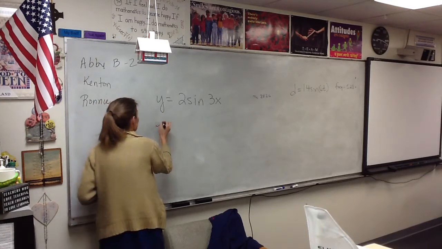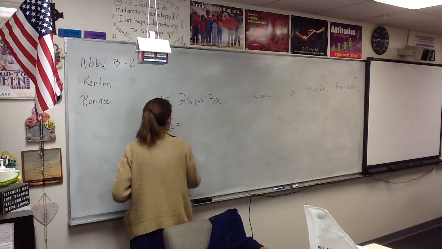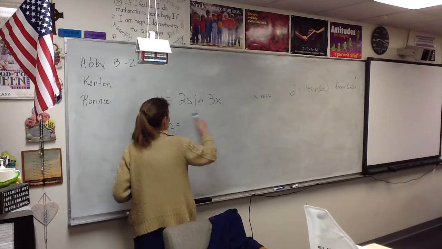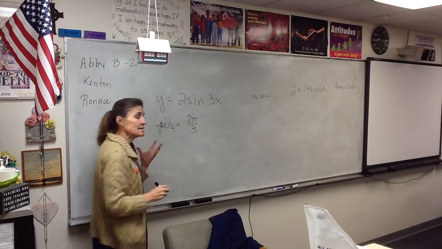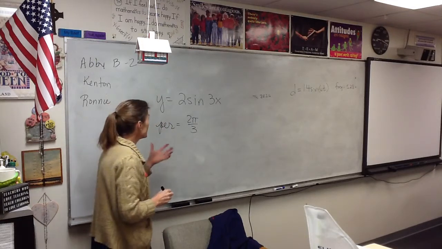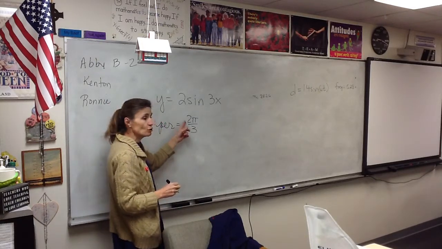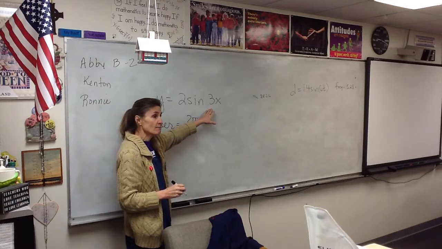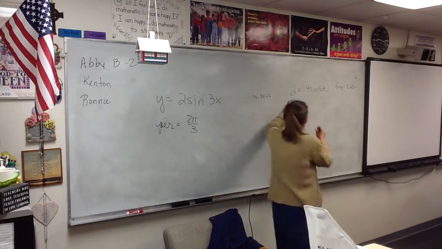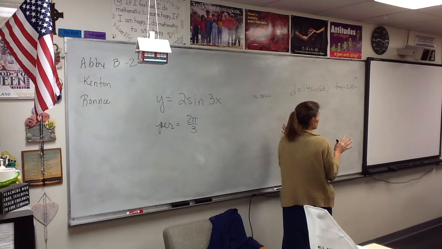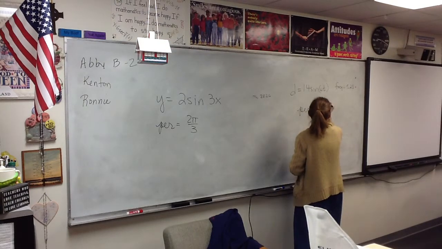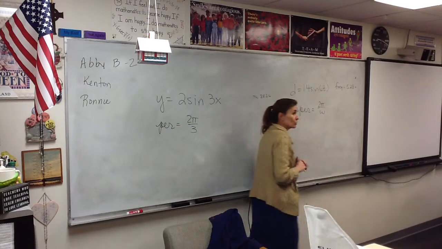What's the period for this guy right here? 2 pi divided by 3. Anytime you have a sine function, your period is going to be 2 pi divided by this number, right? So what's the period of this thing? It's a sine function. Forget the variables. 2 pi over W. The period here is 2 pi over W. Would you agree with that?